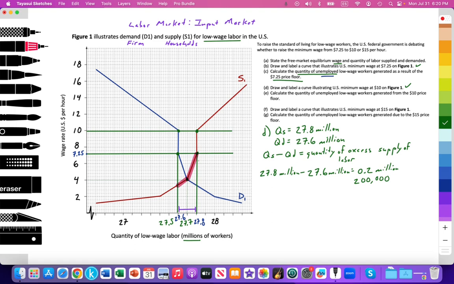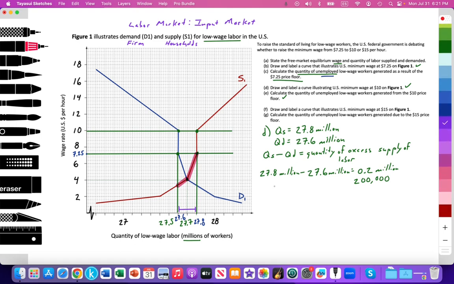So in the previous video, we highlighted this supply curve illustrating the quantity of supply from 27.6 to 27.8. All of these people willing to offer the labor, but they can't find an employer willing to hire them at that higher wage. So we have that excess supply. Great. So we've answered questions D and E. Now let's move on to the next question.